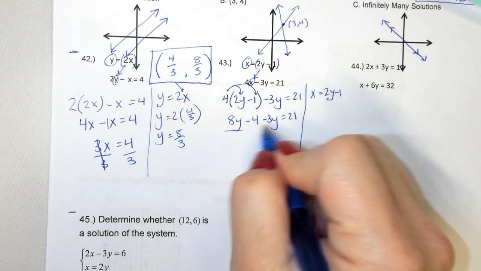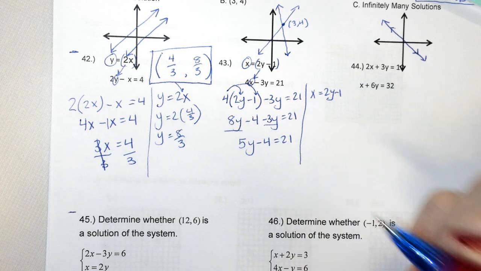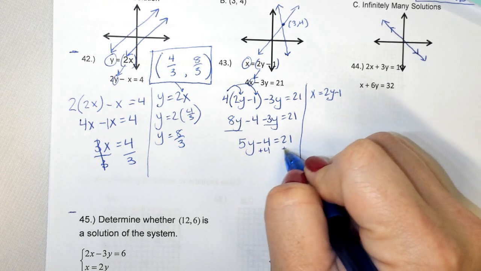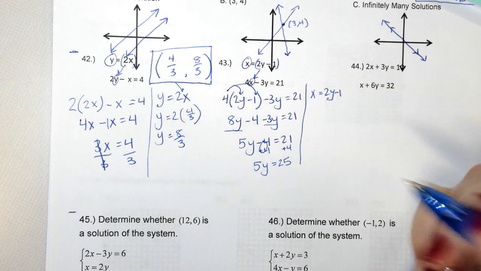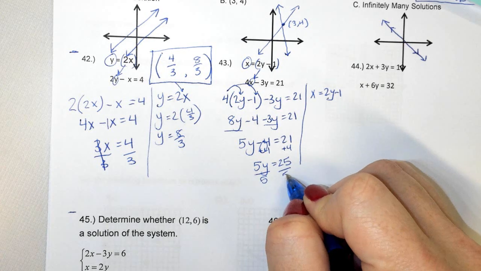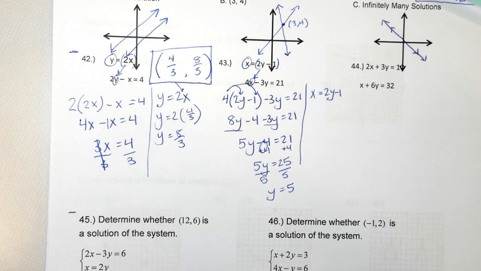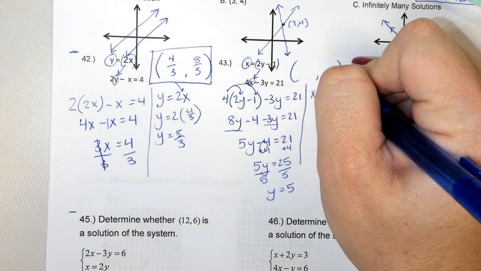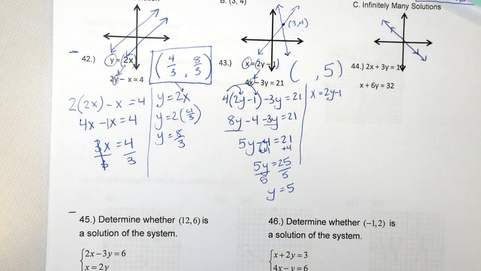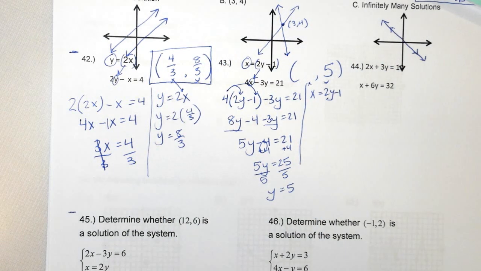Well, I have like terms. 8y minus 3y is 5y minus 4 equals 21. So I'm going to do plus 4, and I get 5y equals 25. Divide by 5, and I get y equals 5. So I know that my y, which is the second part of my solution, is 5. Because remember, this is x, y, x, y.